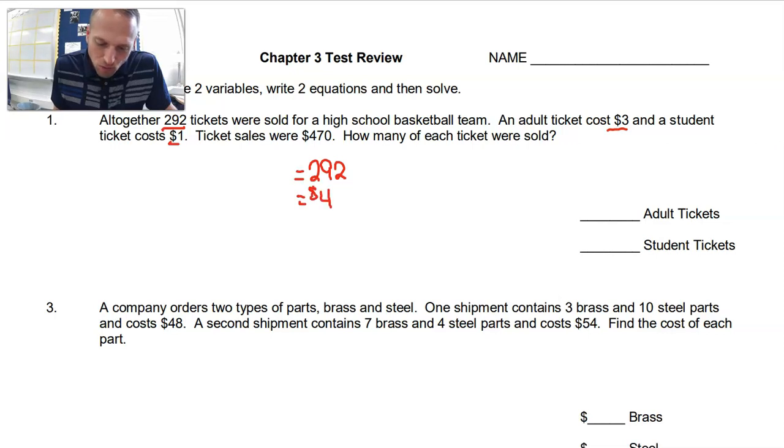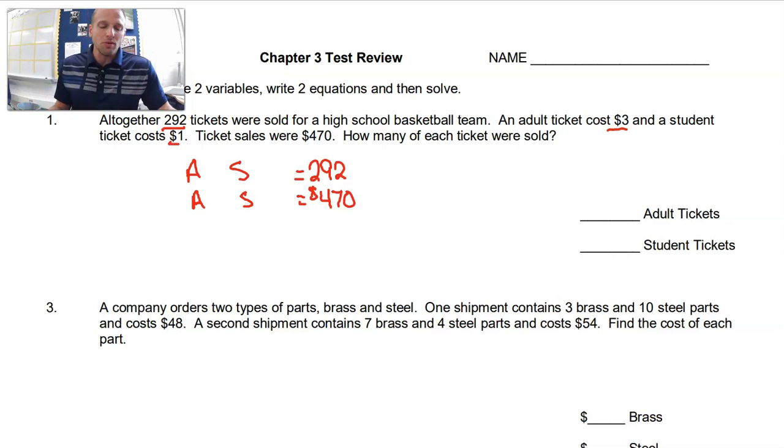So equals 470. Alright, so now we also have to put in some variables. We're talking about an adult ticket and a student ticket. So I'm going to call it A and S. So we've done enough of these. We know there has to be an A and an S in each one of these equations. Okay, now the only other thing that we got to do is put in the money. $3 for an adult ticket and $1 for a student ticket.